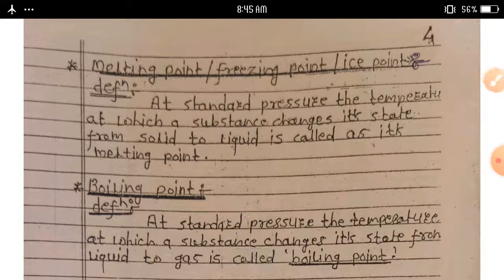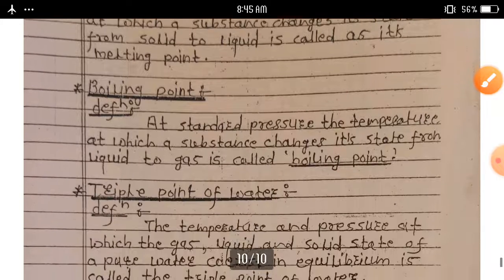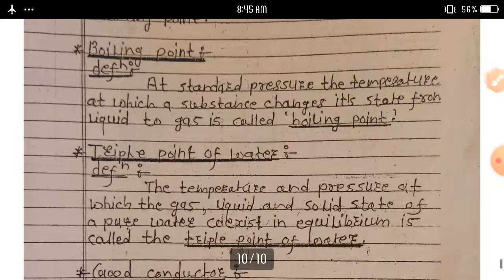Another concept is melting point. It is also called the freezing point or ice point. First definition, what do you mean by melting point? Definition: at standard pressure, the temperature at which a substance changes its state from solid to liquid is called its melting point. Another definition: what do you mean by boiling point?